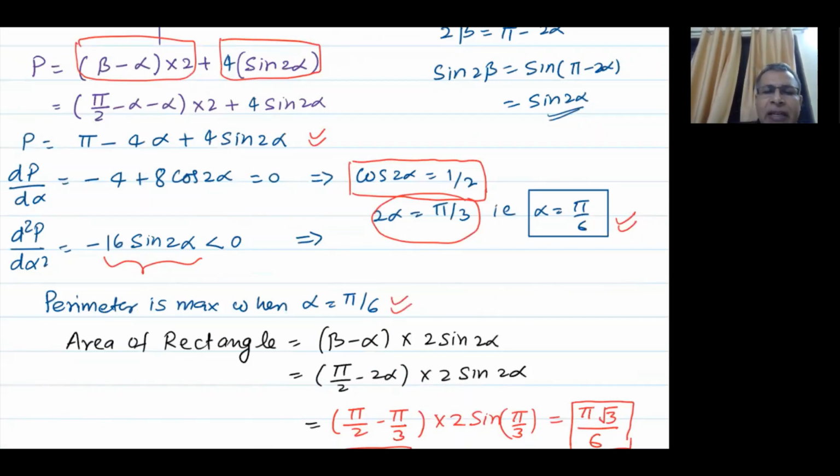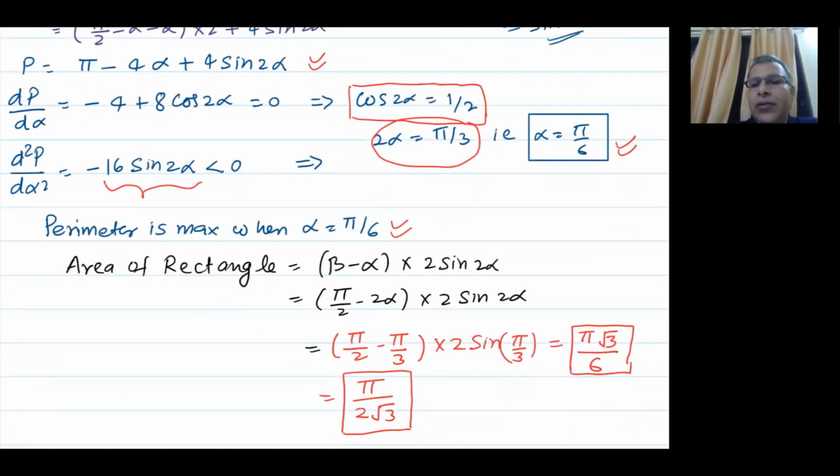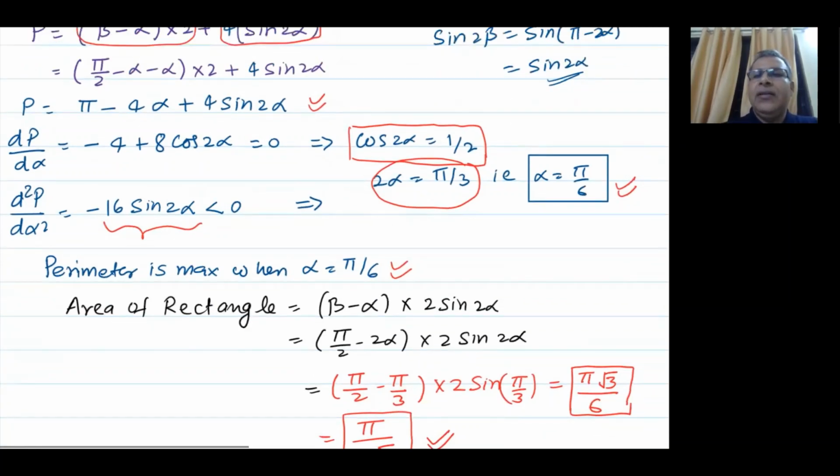Then we have to find its area, and the area of the rectangle is beta minus alpha into 2 sine 2 alpha. So beta is pi upon 2 minus alpha. So we substitute the value of alpha here, and with 2 alpha equal to pi by 3 we get pi divided by 2 root 3, and this is the answer, right?